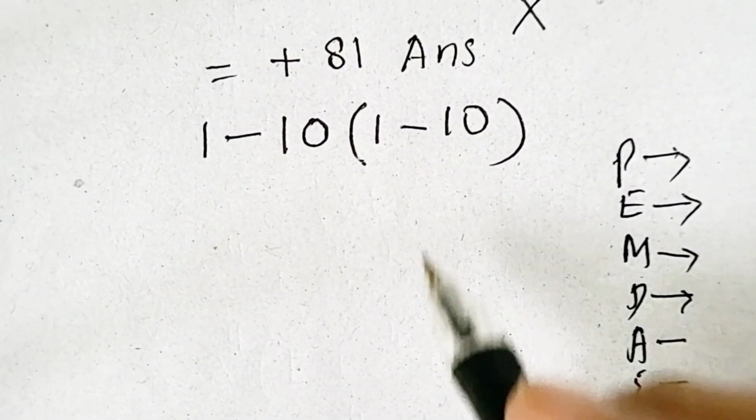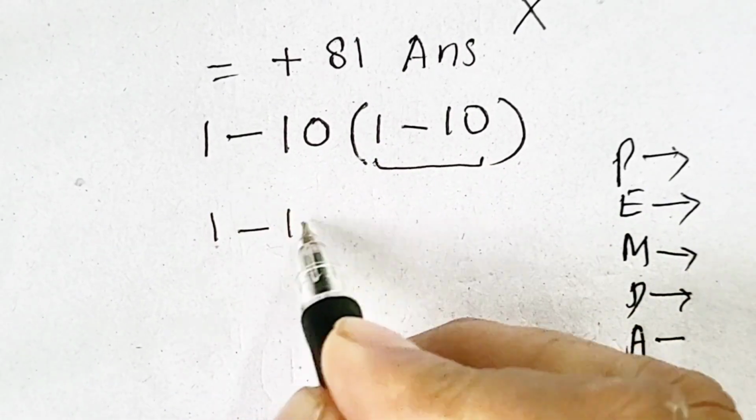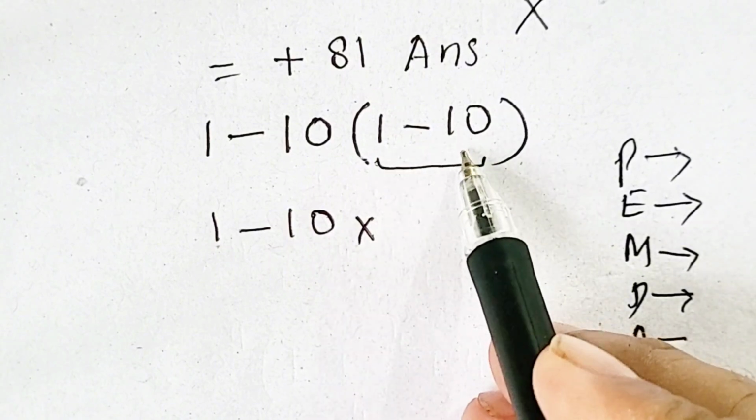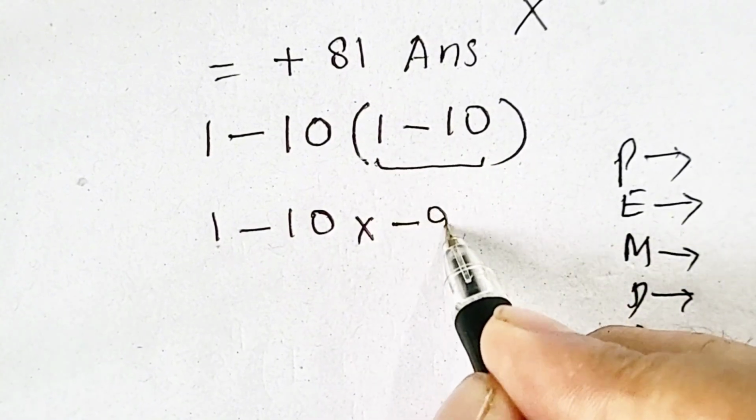So, we have to solve parentheses first. 1 minus 10 times 1 minus 10 will be equal to minus 9.